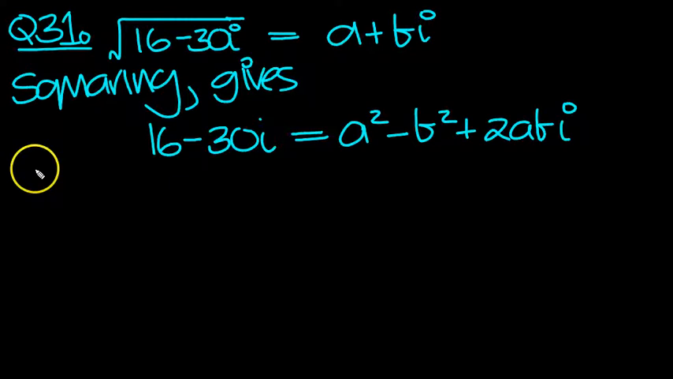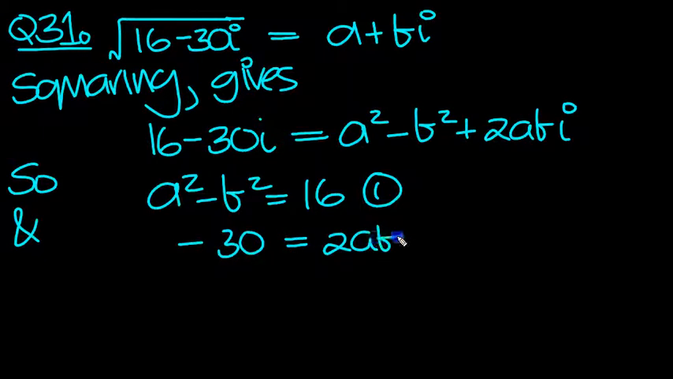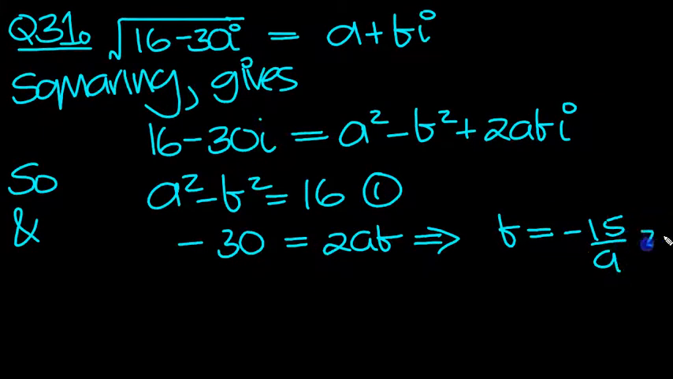There we go. So we can equate the real and imaginary coefficients. So it's 16 equals a squared minus b squared. That's number 1. And the imaginaries: minus 30 is equal to 2ab. And that tells us then that b is equal to minus 30 over 2, which is minus 15 over a. This is number 2.